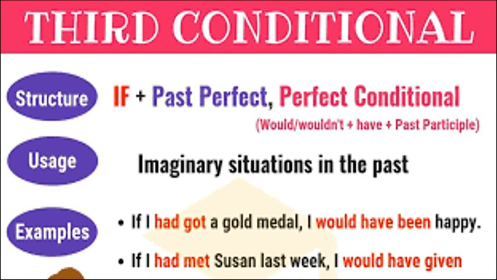Like the second conditional, this conditional is used in hypothetical situations in the past that simply did not occur nor happen. Now, the formula for this is the following. If plus subject plus past perfect, comma, subject plus modal plus have plus past participle, which makes the perfect conditional.